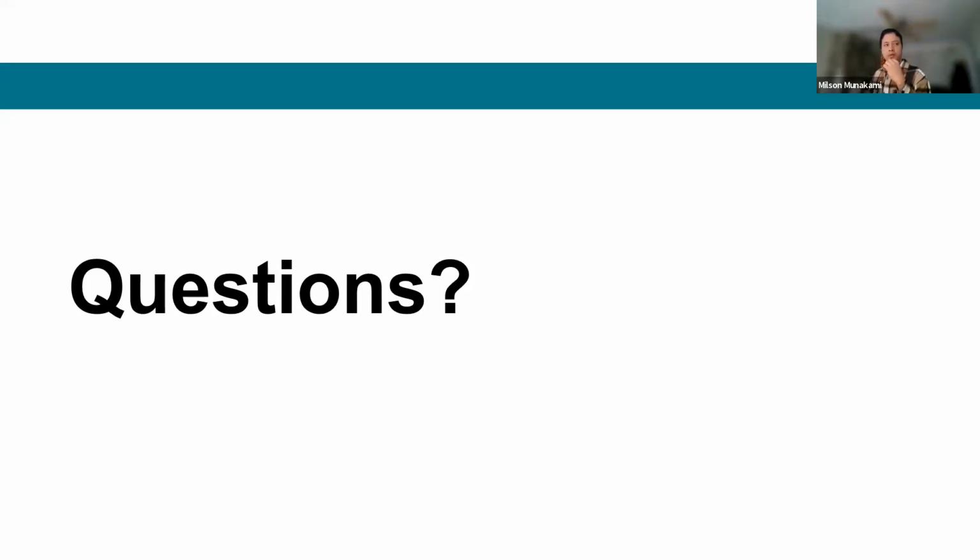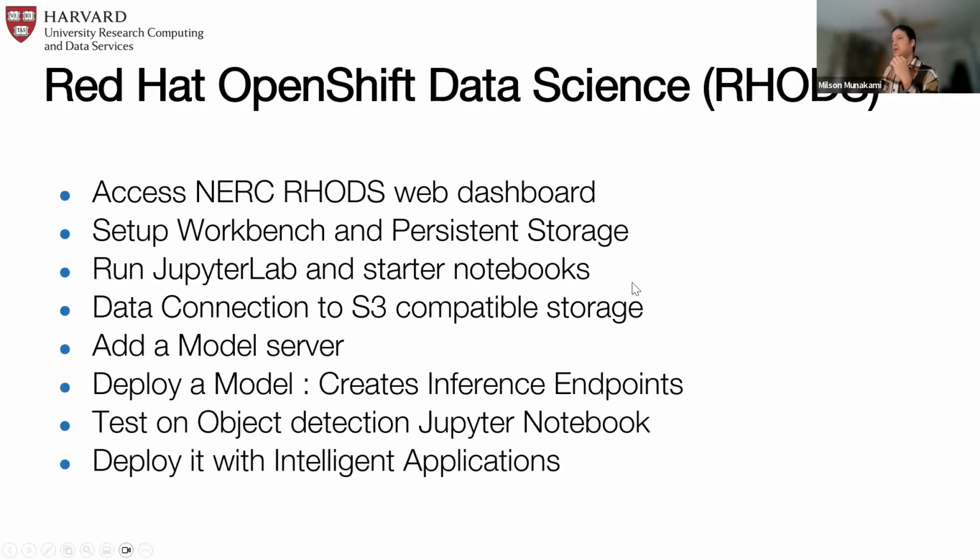So the next step is RHODS. We call it the Red Hat OpenShift Data Science Platform. This is mainly used for AI, ML, and data science workloads. And how can we access the RHODS web dashboard?